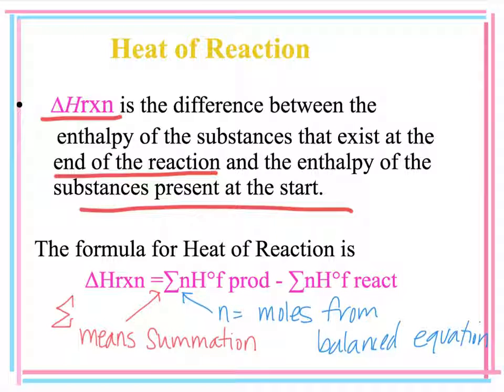And this is always going to be your sum of your delta H's for your products minus your sum of delta H's for your reactants. So it's always going to be products minus reactants, products minus reactants. And so let's just do a couple of calculations so you'll see how it works.